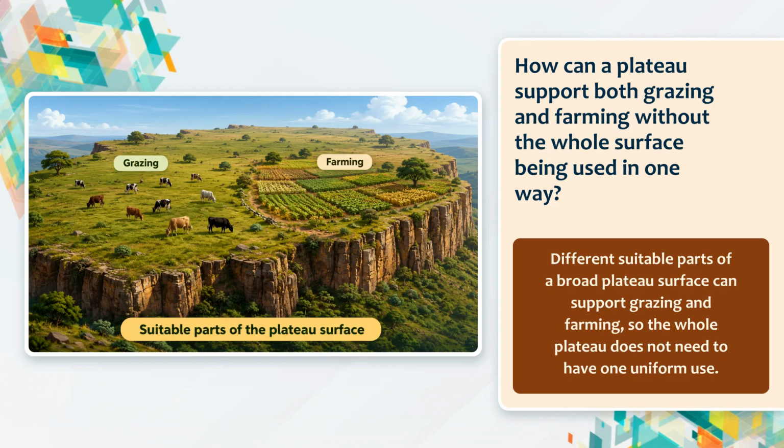The shared surface gives the clue. Different suitable parts of a broad plateau surface can support grazing and farming, so the whole plateau does not need to have one uniform use. The image shows the two activities in separate zones. Next, we will see how a steep plateau edge can be connected with a waterfall.